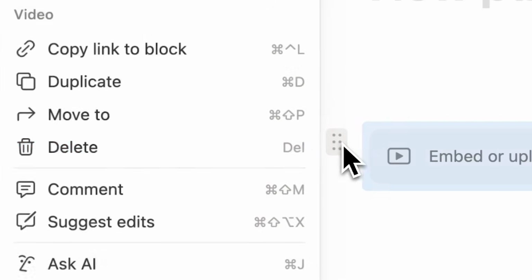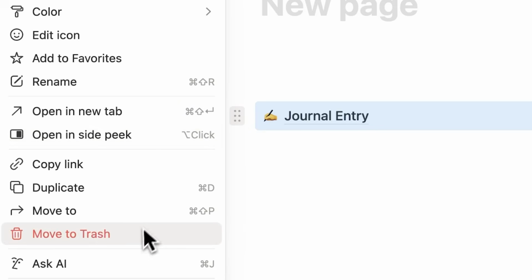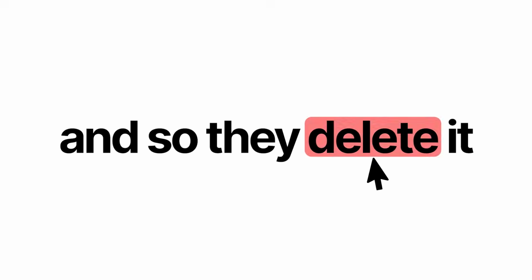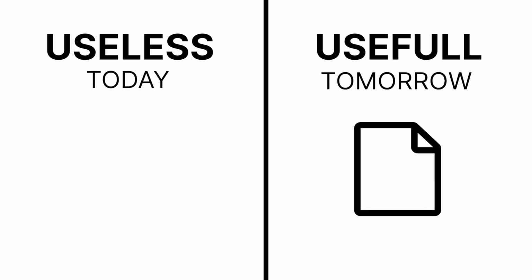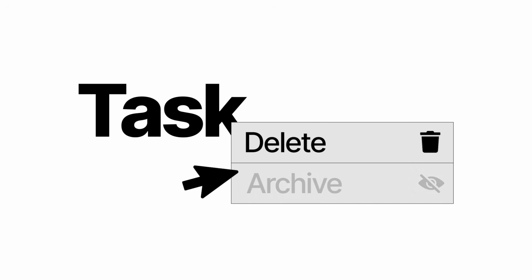One of the biggest mistakes that people make in Notion is deleting things. A task gets completed, so they delete it. An old note isn't relevant anymore, and so they delete it. But the problem is that today's useless information often becomes tomorrow's valuable information. So instead of deleting things, I just archive them.